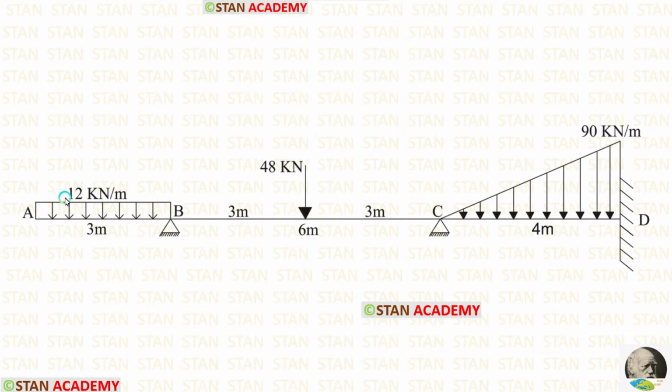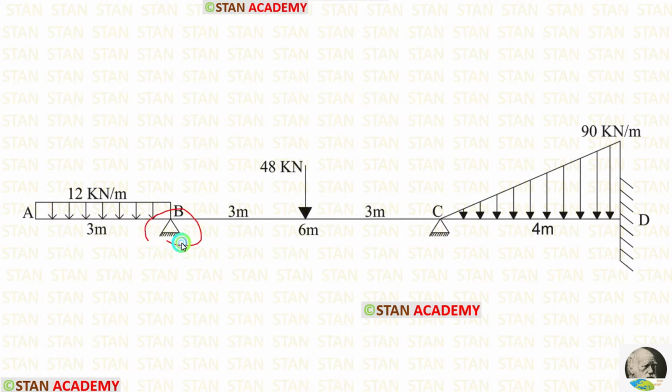In the overhanging span, there is uniformly distributed load 12 kN per meter acting for the full span. In the span BC, there is a point load 48 kN. It is acting in the center of the span. In the span CD, there is a uniformly varying load. It varies from 0 in the point C to 90 in the point D.